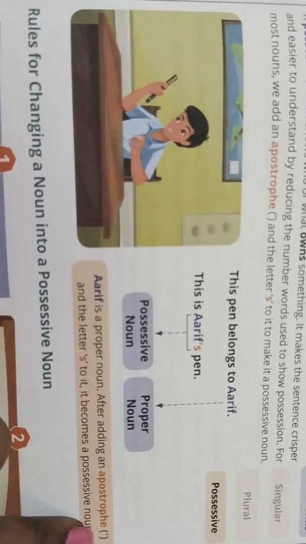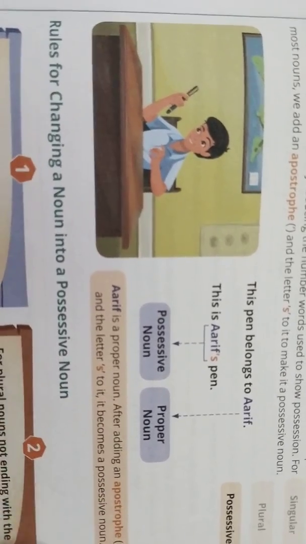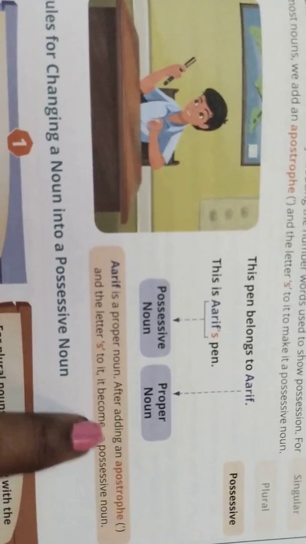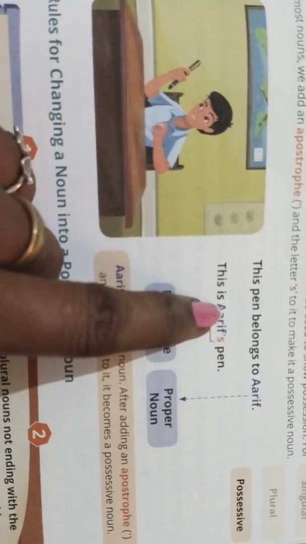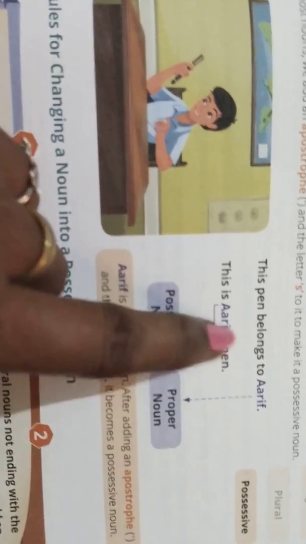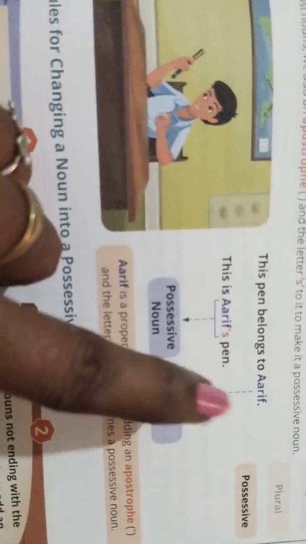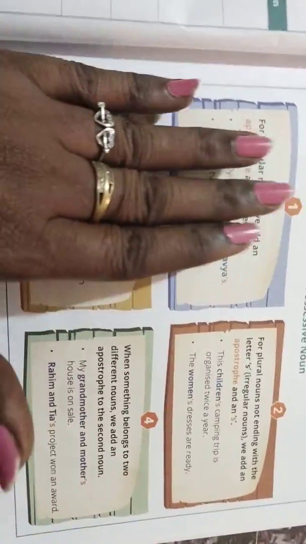After adding an apostrophe, you all know the symbol of apostrophe, and the letter s to it, it becomes a possessive noun. So here you can see the proper noun which adds apostrophe s becomes a possessive noun. Here are some rules to follow, rule 1, 2, 3 and 4. We'll just go through them and implement them while writing.